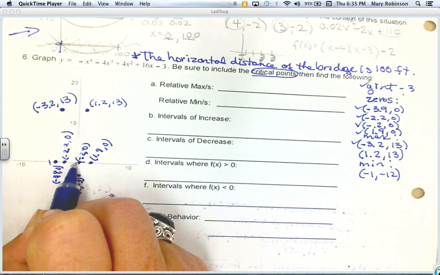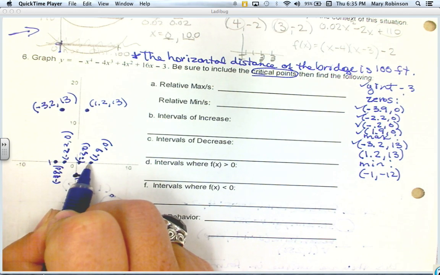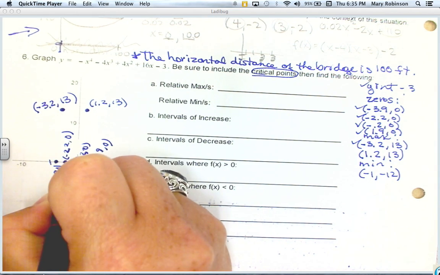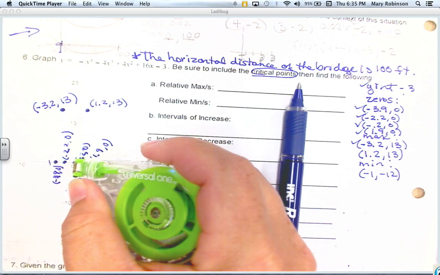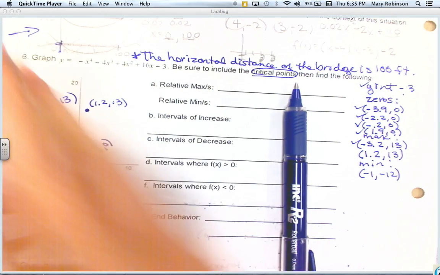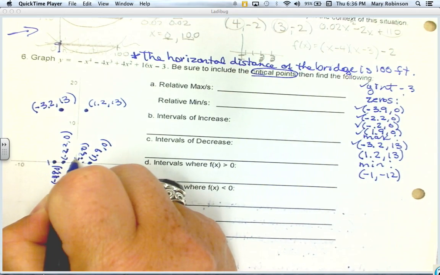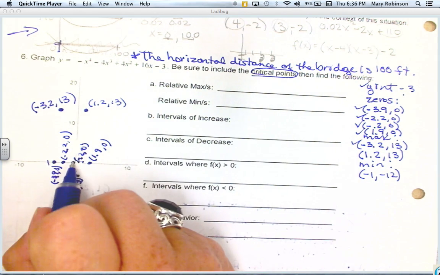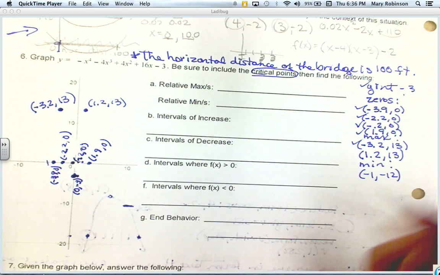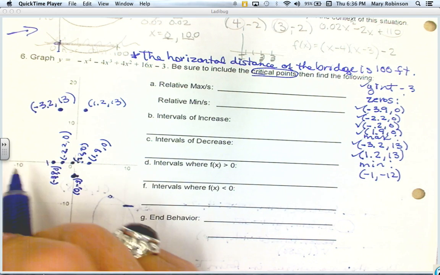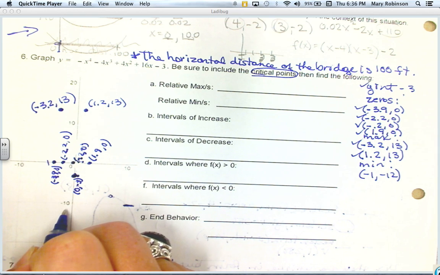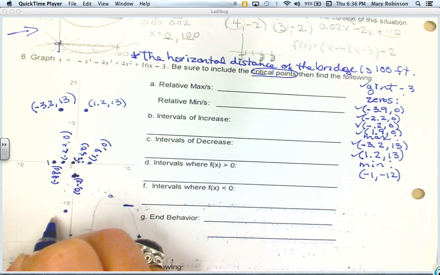So notice I went, this was 0.2 and this was 1.9. That should have been -0.2. I'm really sorry. That's on the negative side of 0. So -0.2. But (1.2, 13), done with that one. And lastly, finally, last point, (-1, -12). So there's -10, a little bit more would be -12.